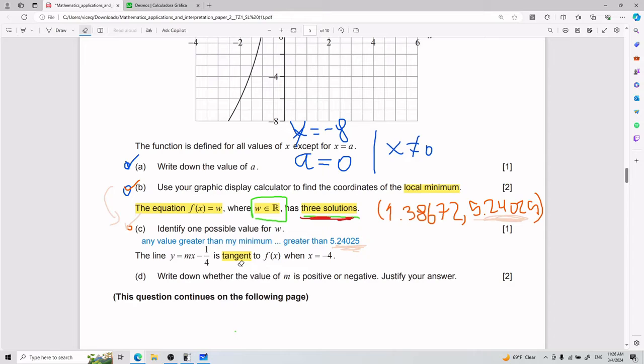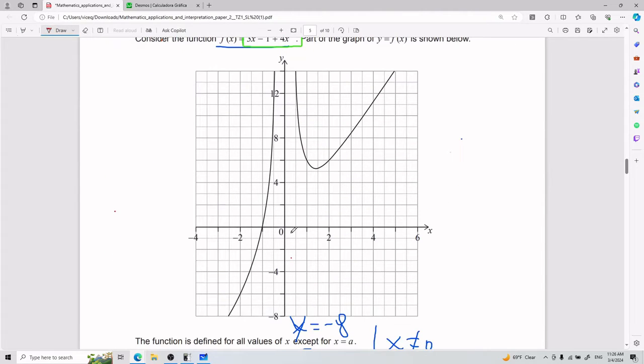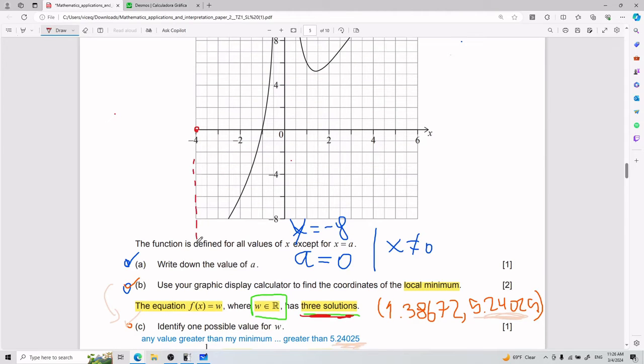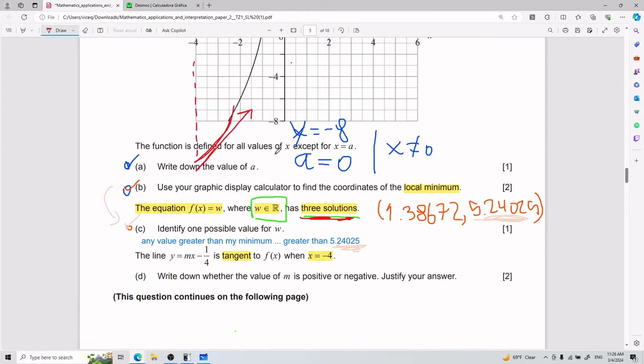So we have a tangent when x equals negative 4. First things first, let's not complicate ourselves. Where is x equals negative 4? X equals negative 4 is here. So then it goes all the way down. See? So it's probably something that is just going up. There's not much we have to be scared about. Looking at the graph, it has to be positive.